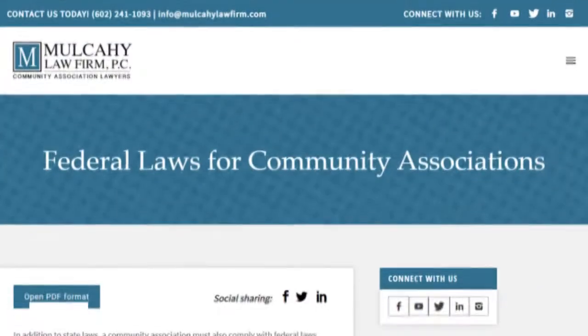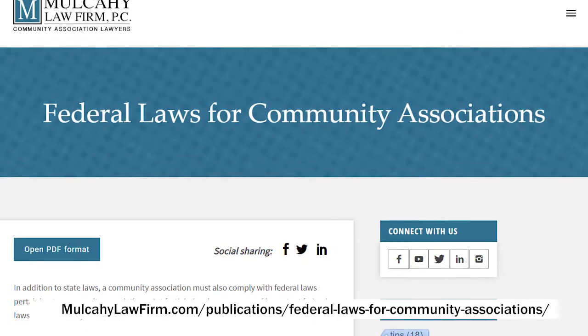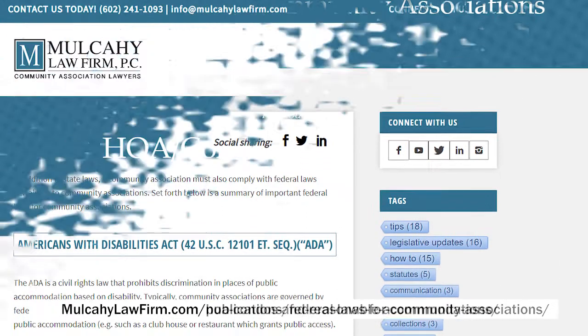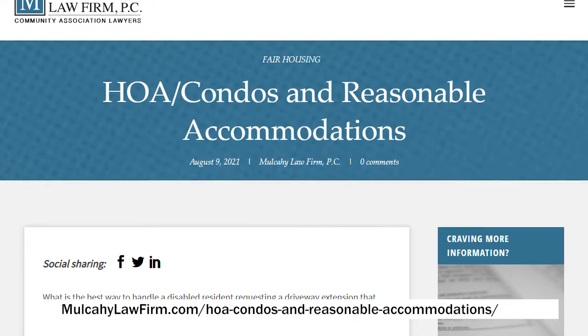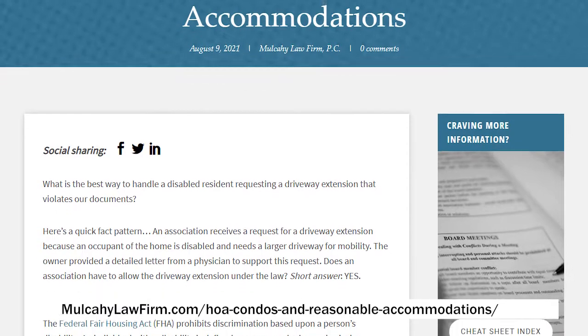So it sounds like we have a homeowner who's wanting to put a driveway addition into their property. And I guess it's hard for me to comment on this without seeing the CC&Rs, right? But we have a good cheat sheet on this. As we already talked about, our federal laws cheat sheet, which can be found at mulcahylawfirm.com on our cheat sheet page. We also have a blog talking about making reasonable accommodations for owners. I guess here's the bottom line.